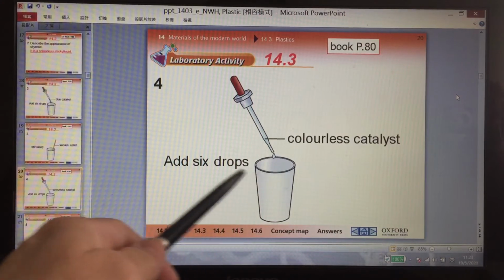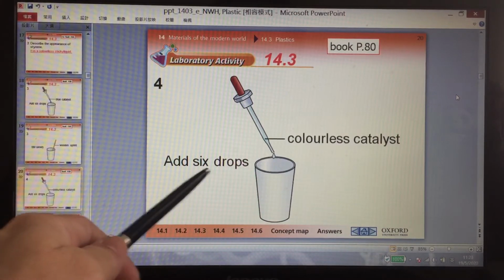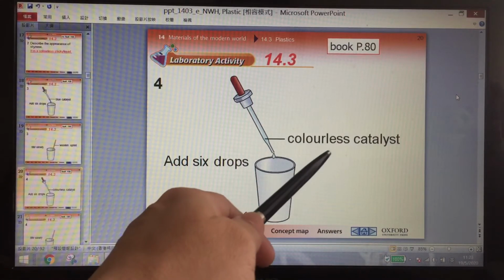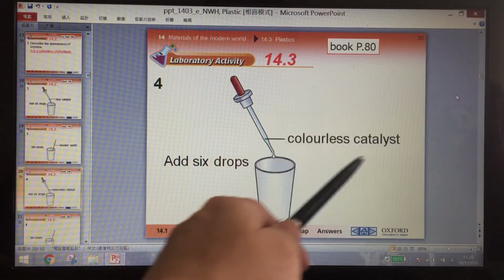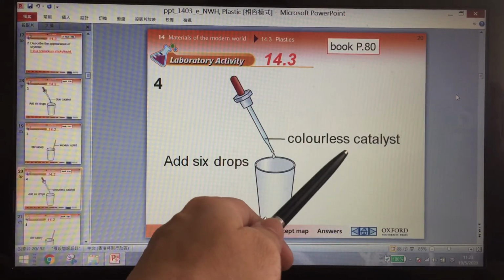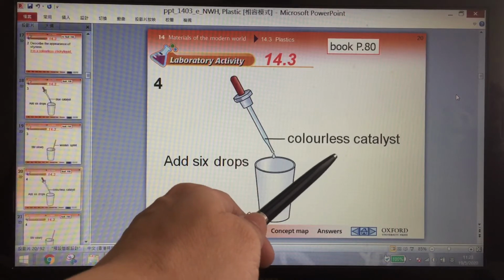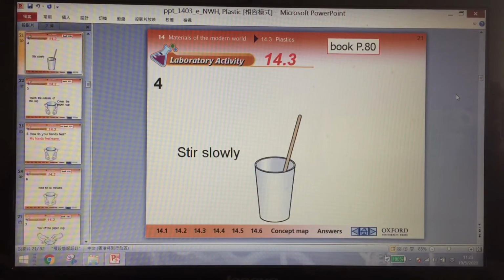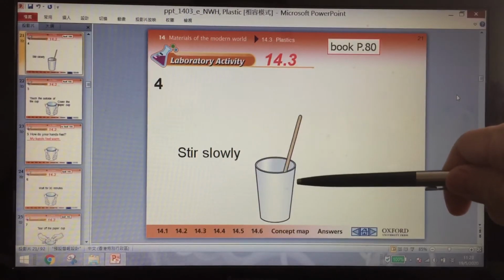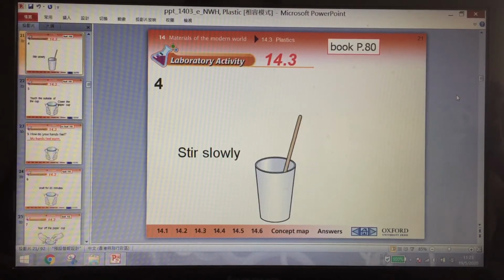And then we add 6 drops, a small amount, of colorless catalyst. I'm sorry, we will not talk about this. We will learn this maybe in a higher form. Anyway, it is some kind of chemical. And then also stir slowly to prevent air bubbles.